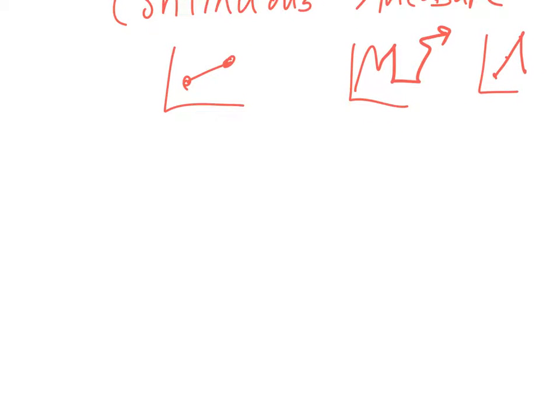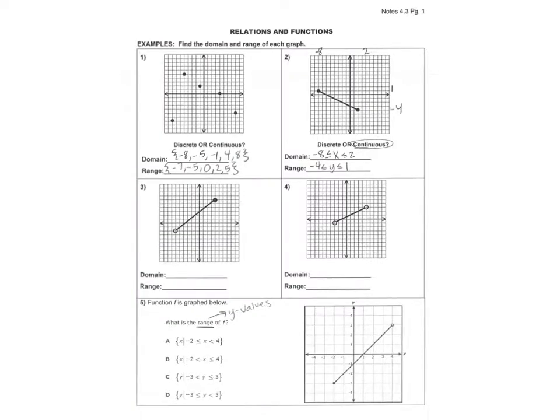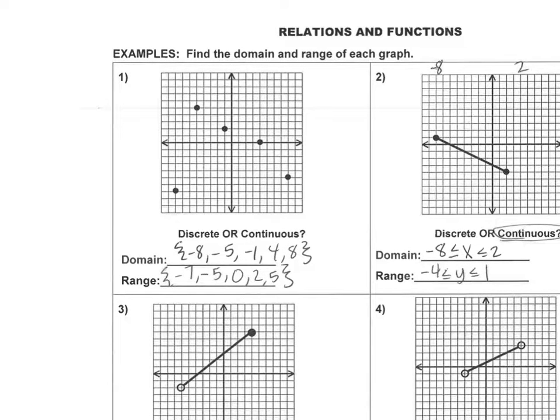I also want to remind you that domain are the x values and range are the y values. So when we take a look at problem number 1 on your notes, what you're going to notice is that we've already filled in the domain and range for you. I want you to look at that graph right now and tell me, is it continuous or discrete? Continuous or discrete? Go ahead and say it, please. That's correct. It's discrete. Now we know it's discrete because of how it's been written. Then we have points that are not connected.